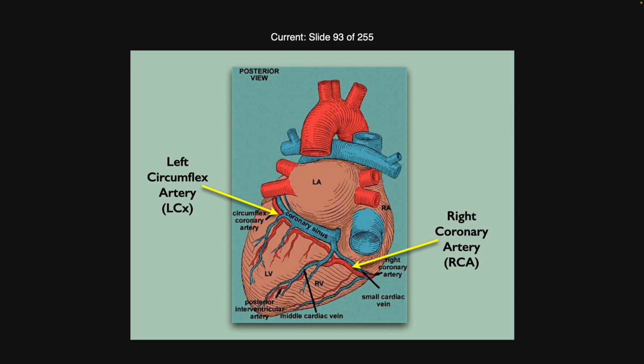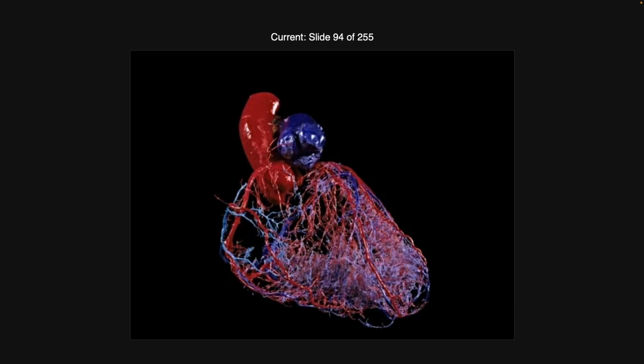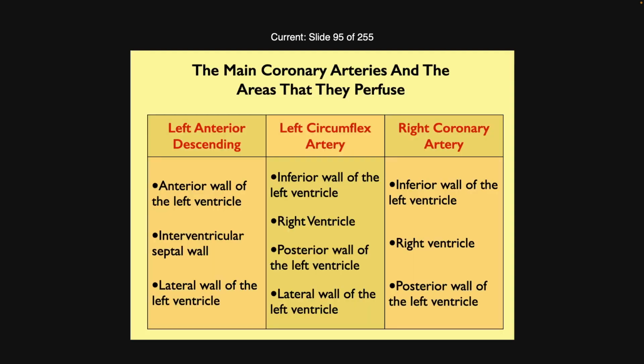Okay, does that make sense to people? Okay, this is just a cool picture. So here are the three main arteries. Again, we're not using the left main because the left main is so short it immediately bifurcates. So of the three main coronary arteries, the left circumflex and the right coronary pretty much perfuse a similar area, whereas the left anterior descending just goes right down the front side of the heart.